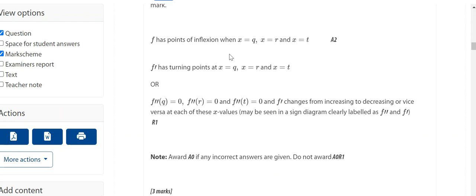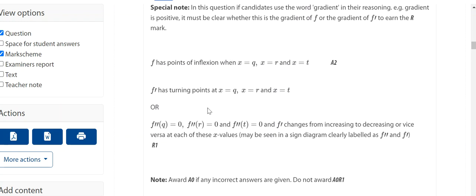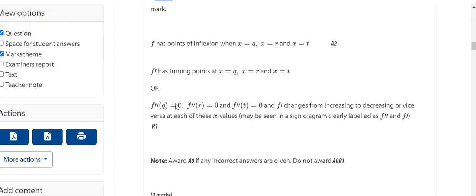Are you happy with the reasoning to get the mark? So we've got options such as has turning points, if you like, but we need to know, and therefore the second differential is 0 is another way of saying it. So whichever one works for you.